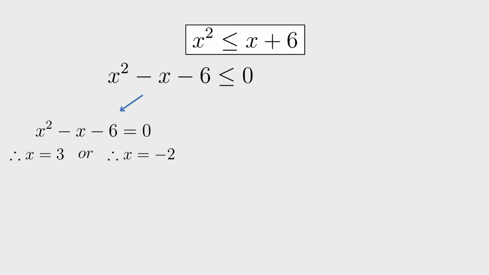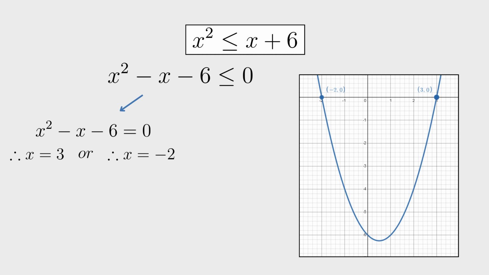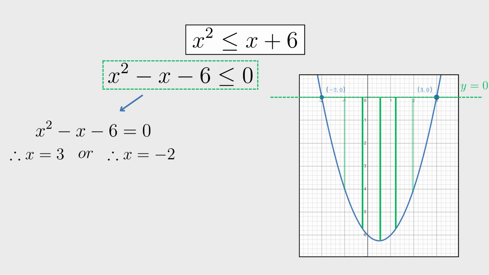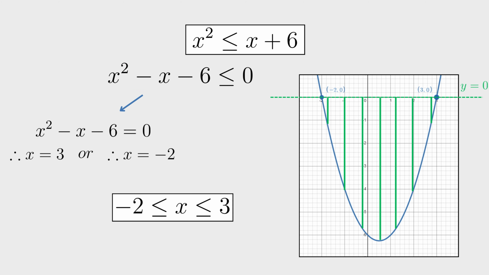Again, since it is a positive x squared, the shape of the graph will look like this, with the roots shown here. The line y equals 0 will be here, and take a look at the equation in the green box. It wants the x values where the graph is less than or equal to 0. So the graph needs to be below the y equals 0 line. The area that we are interested in is shown by these green lines. Thus, your answer is negative 2 less than or equal to x less than or equal to 3. Or you can say x is between negative 2 and 3, both included because of the added equal sign.